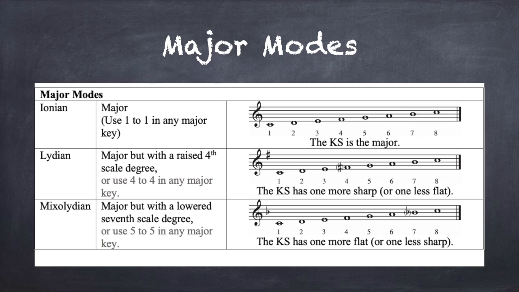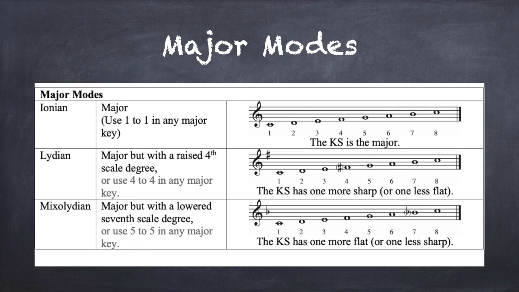Let's look at major modes. There are three major modes, Ionian, Lydian, and Mixolydian. Ionian is simply a major scale, running from 1 to 1 in any major key signature. The Lydian is major but with a raised fourth scale degree, or it can run 4 to 4 in any major key signature. The key signature of Lydian has one more sharp, or one less flat, than the major scale.